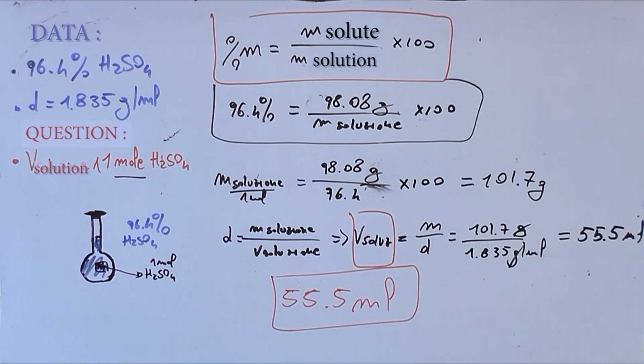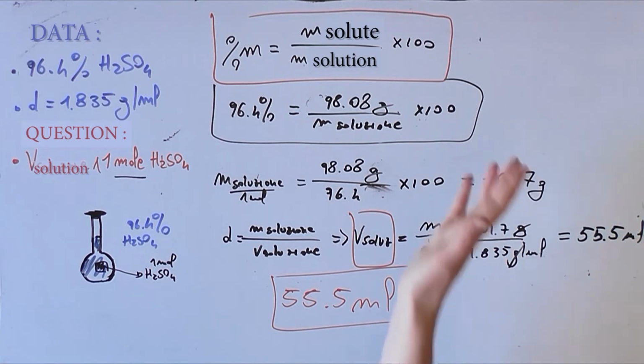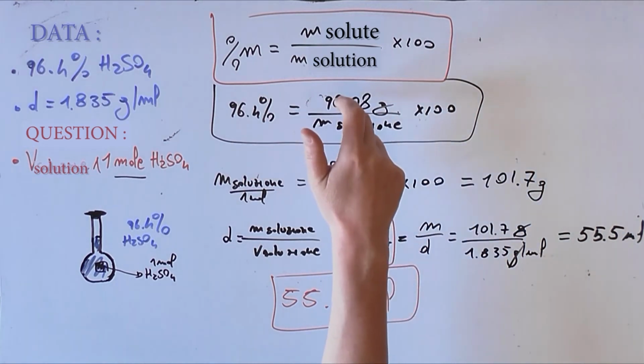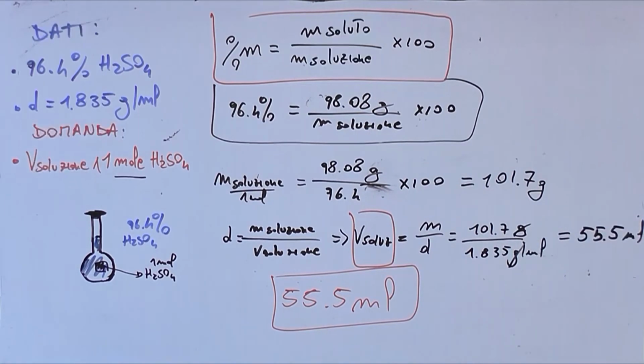So we have done also this problem, which apparently was slightly complicated. A similar problem could ask you to calculate the volume of 1 gram, for example, of sulfuric acid, but it's exactly the same as what we have already done. It's just that you have to put grams directly inside this formula, so it's even easier.